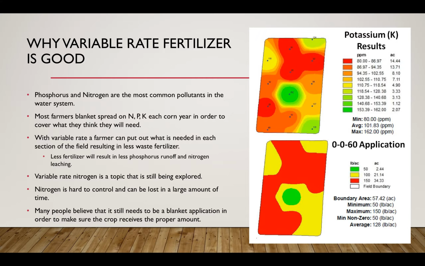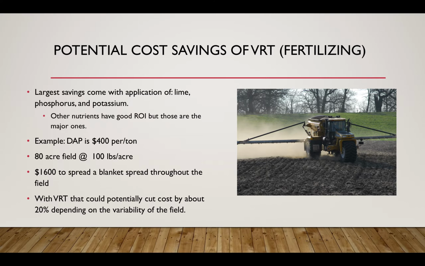Potential cost savings of variable rate fertilizing. So, for example, you're going to put out some DAP in your field. Let's just say it's $400 per ton, 80 acre field, 100 pounds an acre. So that's about $1,600 for blanket spread through the field. Where if you would variable rate that, you could potentially save about 20% of your input costs, if not more, depending on how much you actually need it out there.